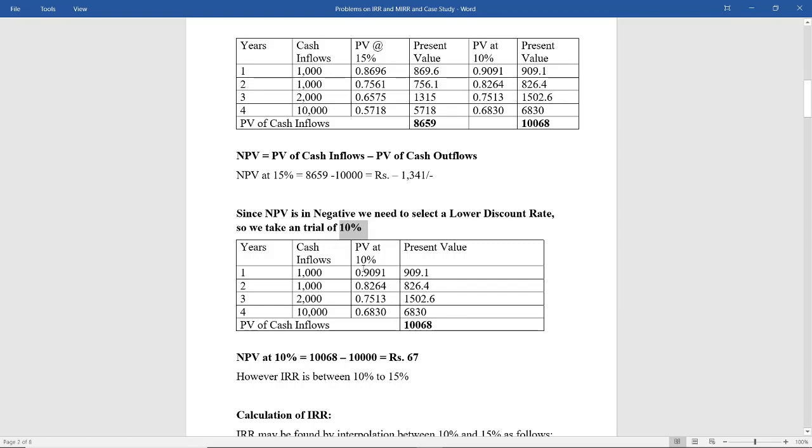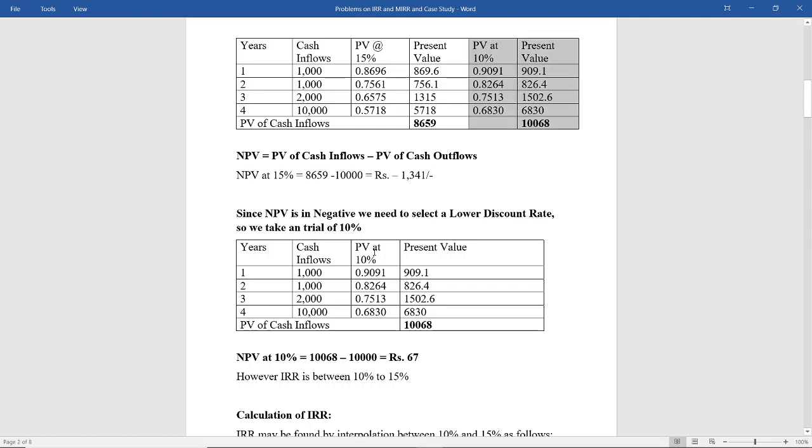Similarly, PV at 10% we did, and we found that the PV of cash inflows comes to 10,068. So what is NPV at 10%? 10,068 minus 10,000, that is PV of cash inflows minus outflows. You got rupees 68. Now, here it is positive 68 and here it is negative 1341. Means IRR is somewhere between 10% and 15%. Now I'll tell you the significance of this.